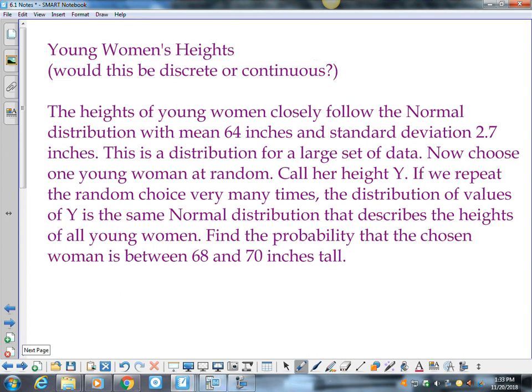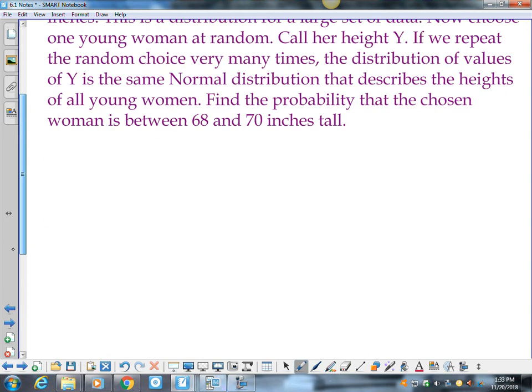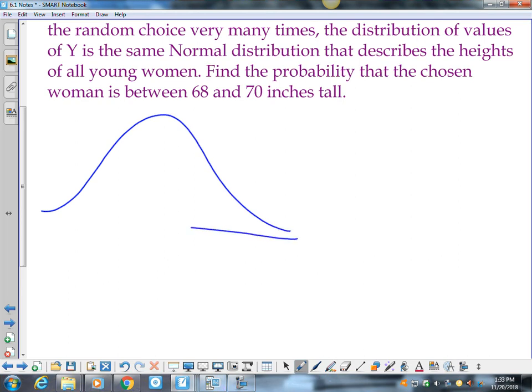Young women's heights. Would this be discrete or continuous? The heights of young women closely follow the normal distribution with a mean of 64 inches and standard deviation of 2.7 inches. This is a distribution for a large set of data. Now choose one woman at random. Call her height Y. If we repeat the random choice very many times, the distribution of values of Y is the same as the normal distribution that describes the heights of all young women. Find the probability that the chosen woman is between 68 and 70 inches tall. Draw me a beautiful normal distribution.